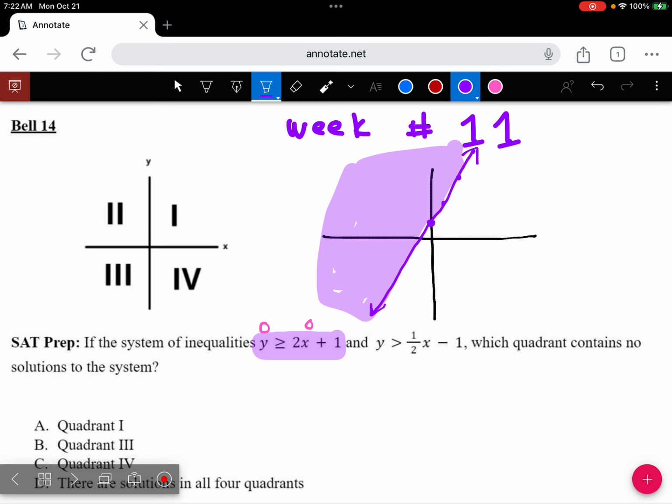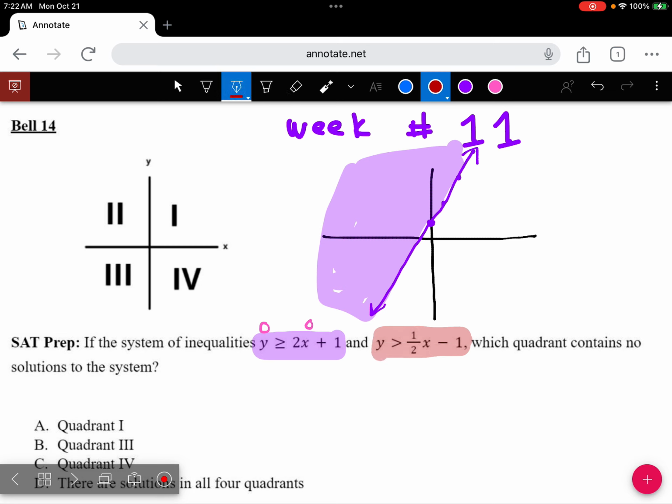So even just looking at this first one, I could probably answer the question. Which of these sections has no solutions even to this equation? Quadrant 4. So let's see if doing the other line changes our opinion on this one. Let's see if there's more than one section, see if we got anything going off.